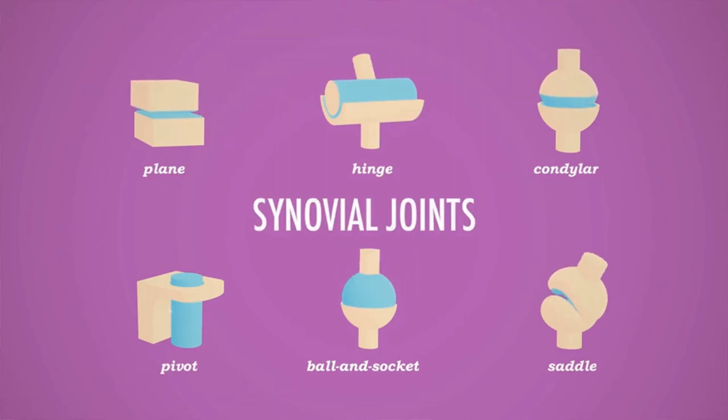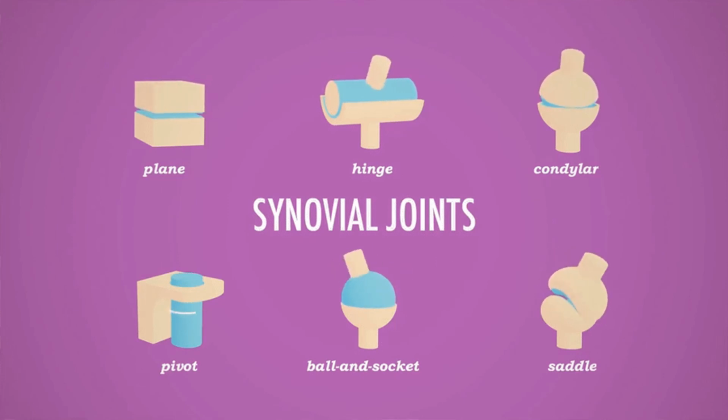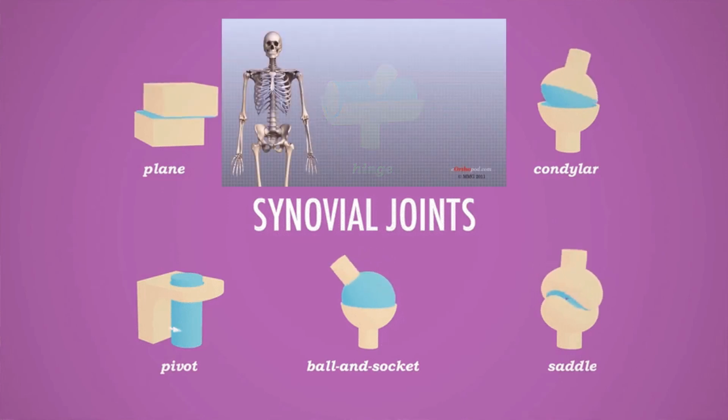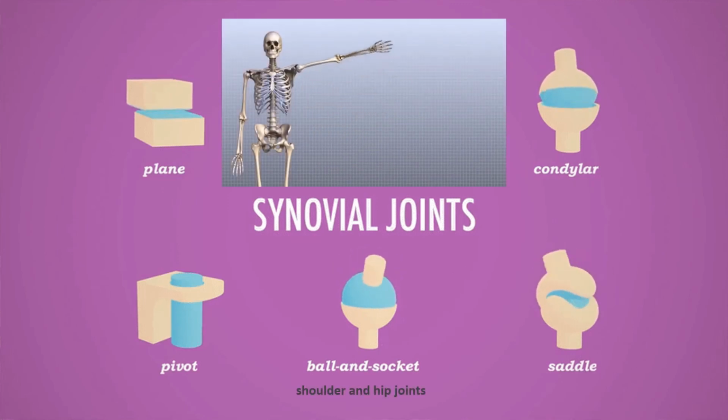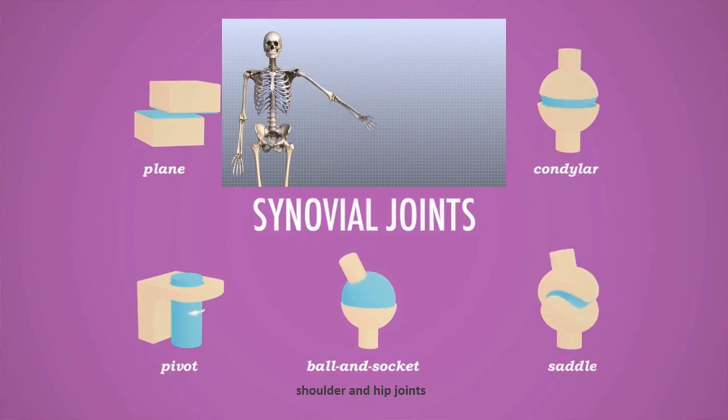In ball and socket joints, a ball-shaped head of one bone fits into a socket-like concavity of the other. This arrangement permits free movements, including flexion, extension, abduction, adduction, medial rotation, lateral rotation, and circumduction. The shoulder and hip joints are good examples of this type of joint.